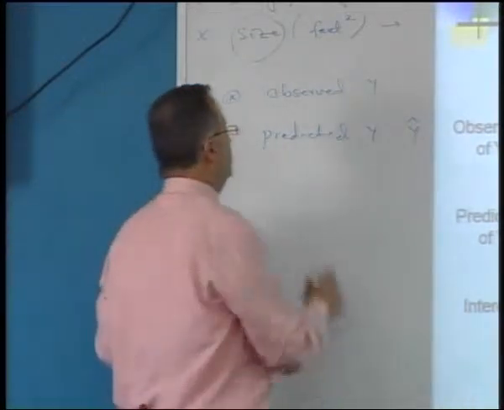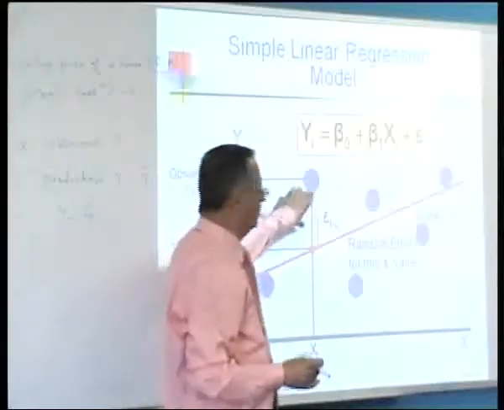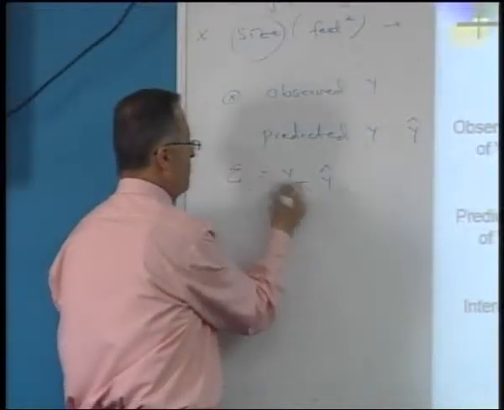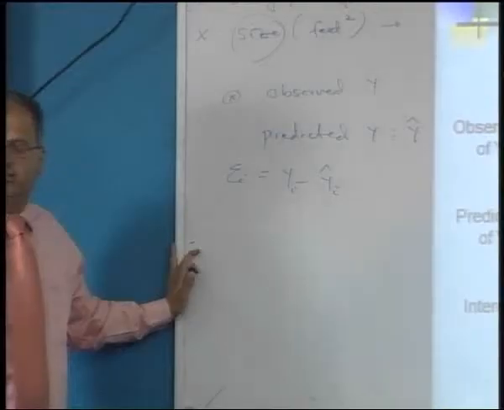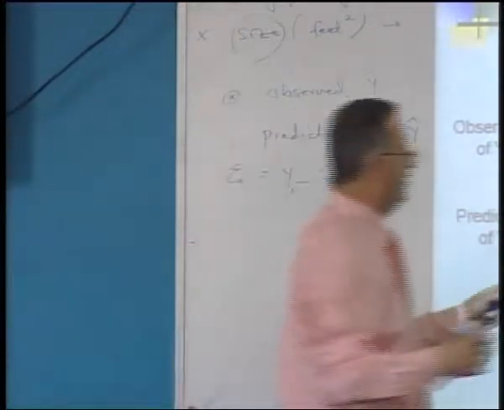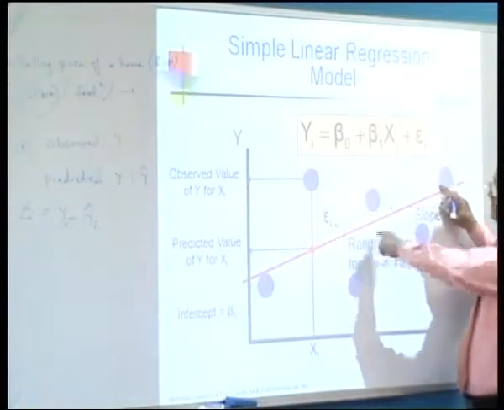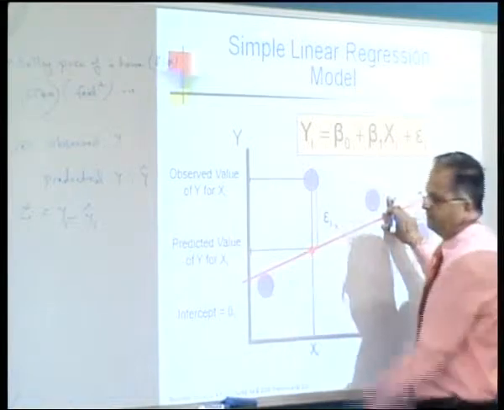Now the difference between y and y hat is called the error term. So epsilon i is actually the difference between the observed value and its predicted value. The predicted value can be determined by using the regression line. So this line is the predicted value of y for xi.